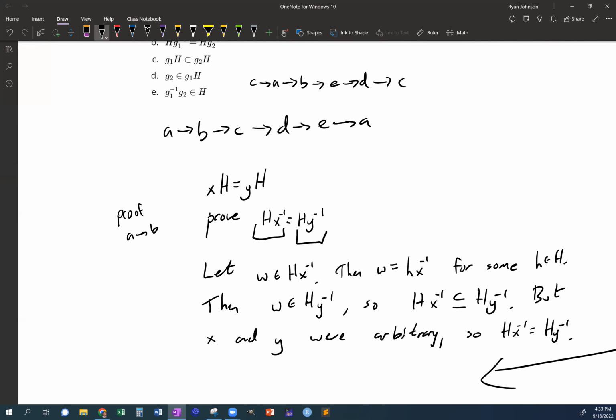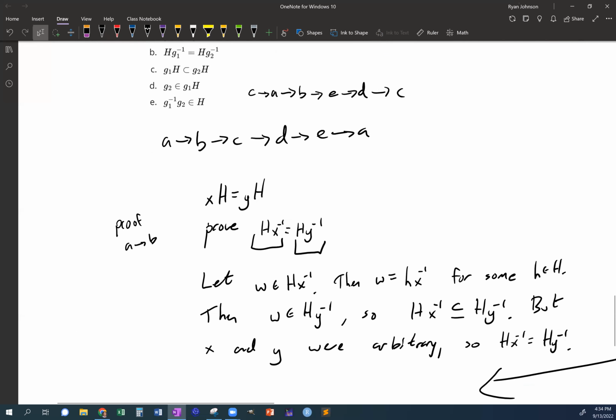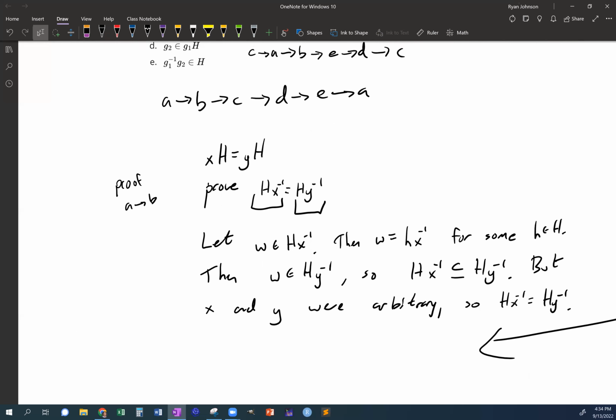The statement A is that XH equals YH. And I'm changing that because if you don't want to use subscripts, then use some different letters. Proofs just look nicer if you avoid subscripts, as long as you have enough letters to handle it. So then we want to prove that this equals that. And we talked about in class, what are these things? They're right cosets, and cosets are sets.